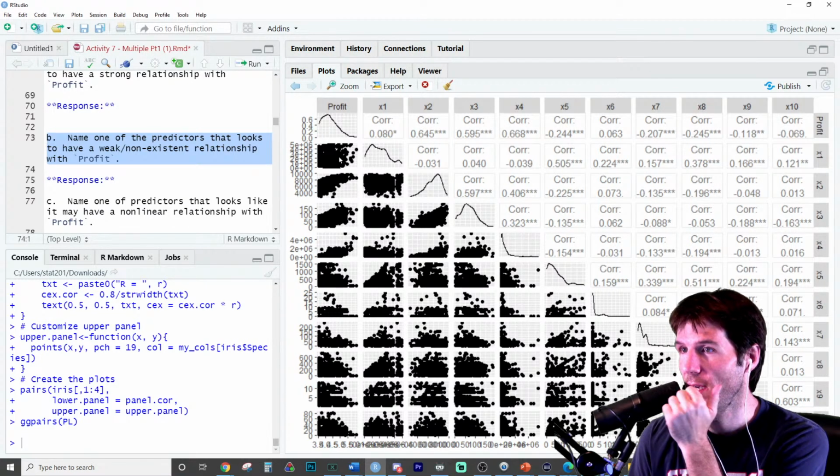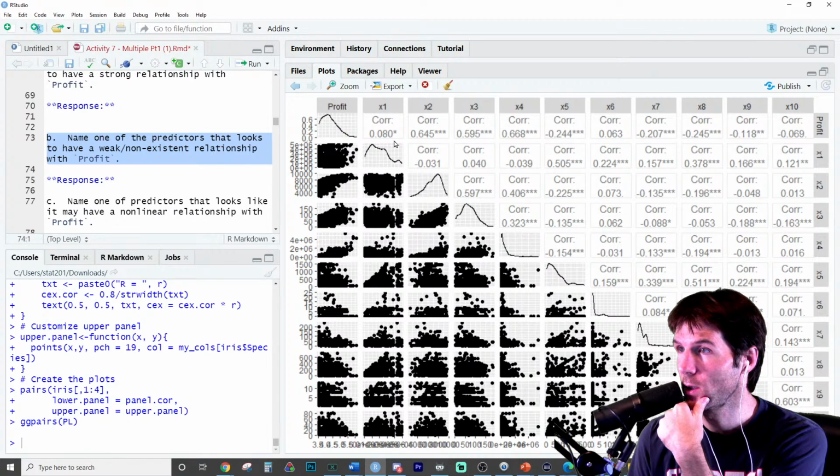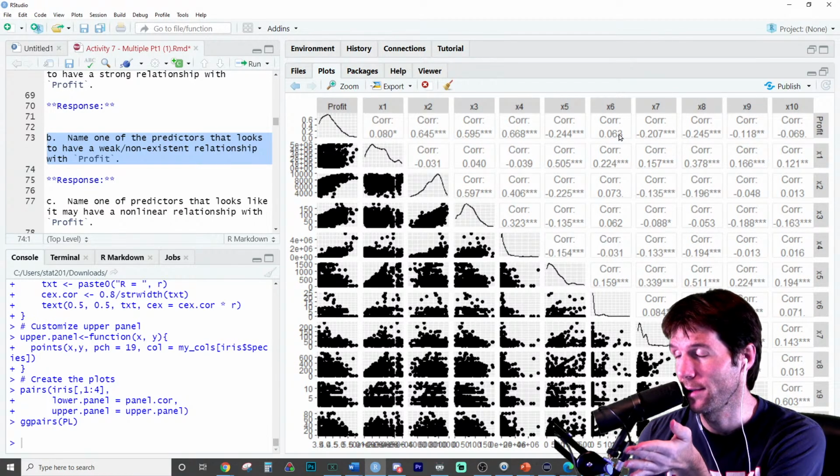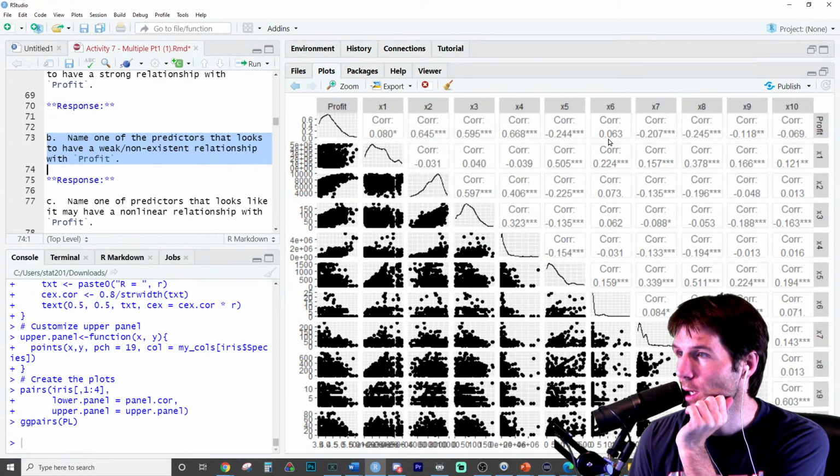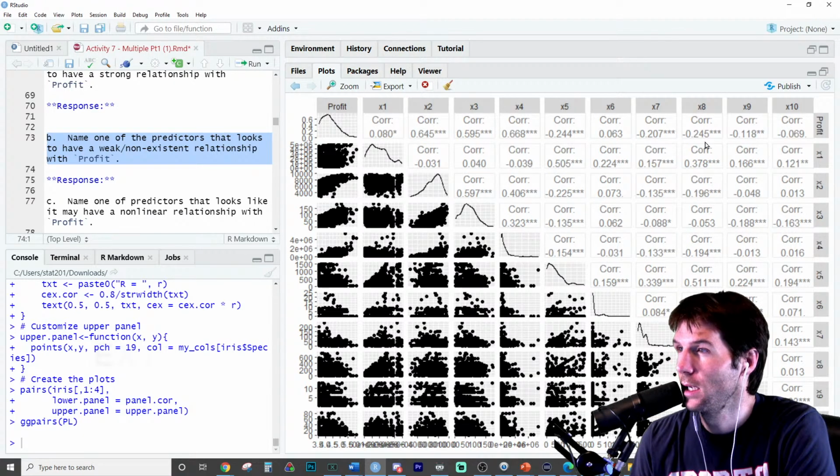X1, yep. I like X1 looks one of the worst. It is not quite the weakest. I do agree, I was looking at X1. X6 is, I think, the weakest because it's the closest to 0. X10 is also super weak. The more stars it has, the more statistically significant it is. I think this might actually be significant at the 0.05 level. X6, great job, everybody. X6 and X8.